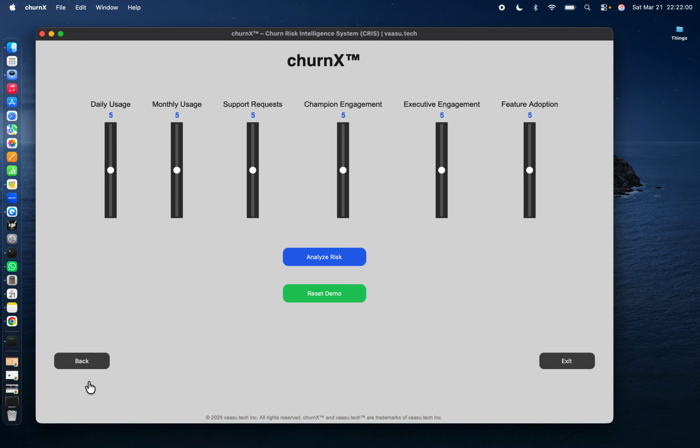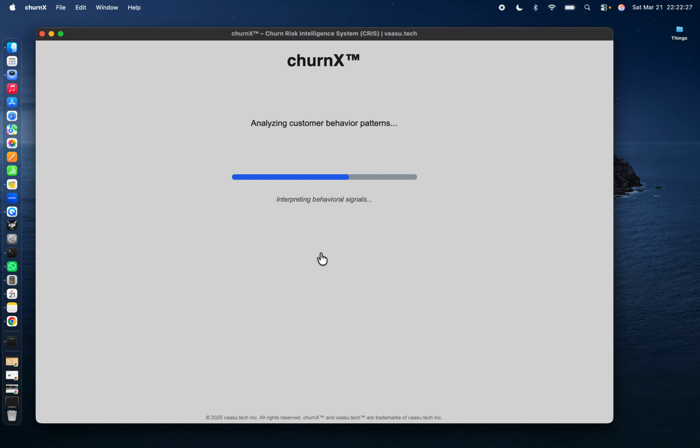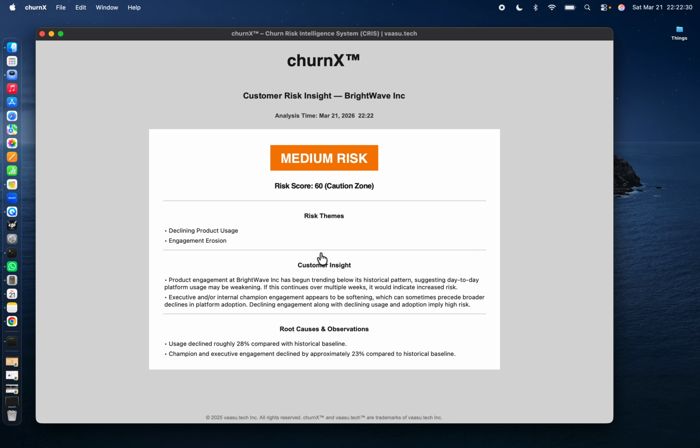Suppose we introduce slight drops in usage and engagement. For example, daily usage moves from 5 to 4. Monthly usage also similarly goes down. And we also introduce some reduction in champion engagement. Other signals like support request, executive engagement, and feature adoption, let's say they are at their normal values. Now if we analyze the risk, churnX has correctly identified that there is an emerging risk, a medium risk, by connecting patterns across signals, not just looking at them in isolation.